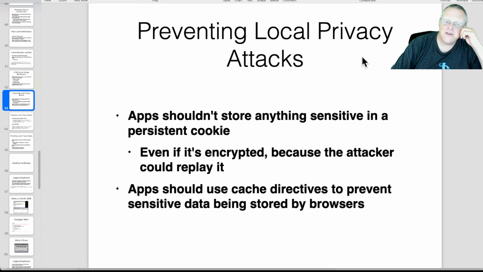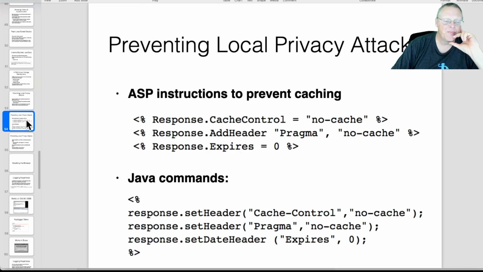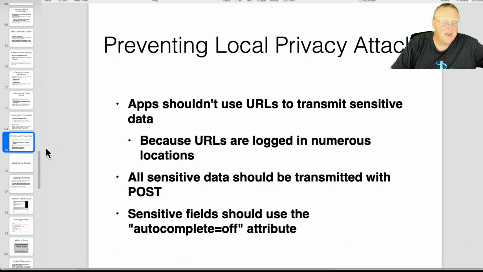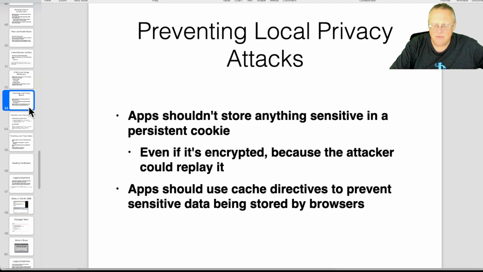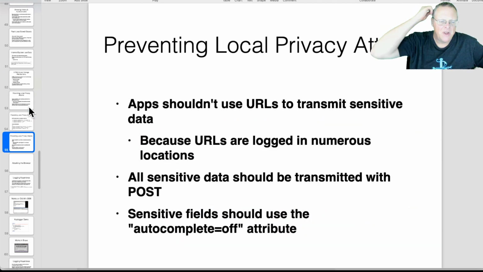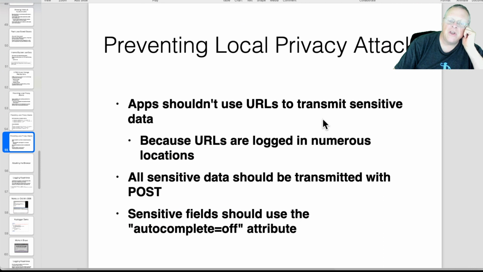So in order to prevent these things, you shouldn't be storing sensitive things in a cookie, and you should use the cache directives to prevent sensitive data being stored by browsers. Each language has a way to do this. Here's ASP and Java. You can tell it to put on these things. Expires equals 0 means it'll throw it away when the browser closes or when the page closes. Anyway, you shouldn't use the URL.